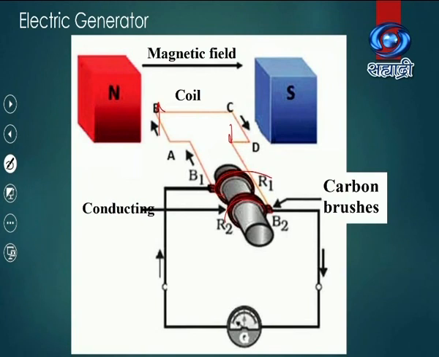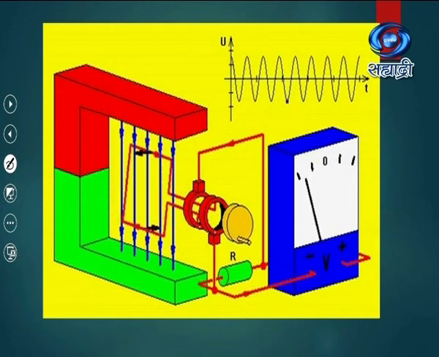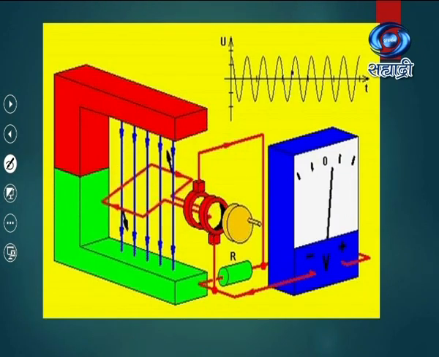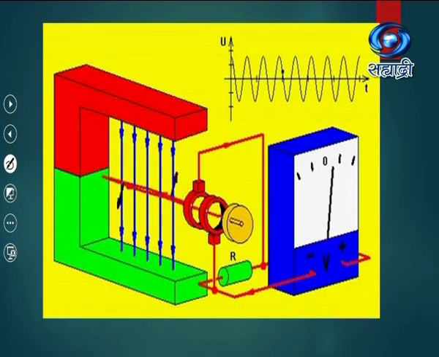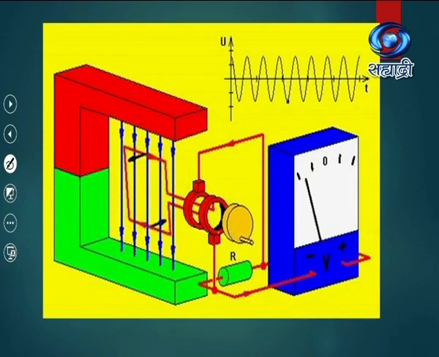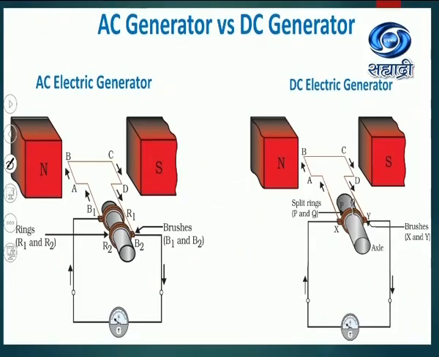So this is what we call an AC generator. We can observe in this animated image how alternating current is produced, and the deflection in the galvanometer like this. We learned the difference between alternating current and direct current. So depending upon which type of current it produces, the name AC or DC generator is given.